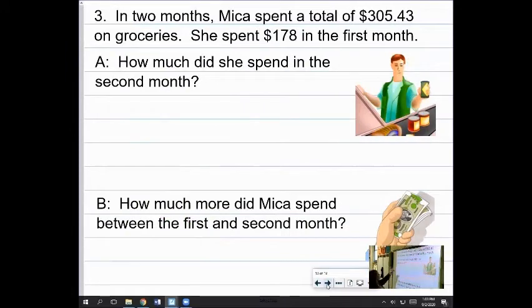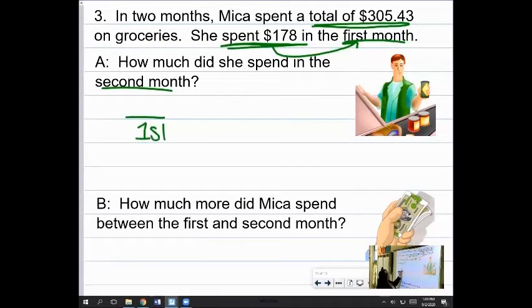In 2 months, Micah spent a total of $305.43 on groceries. That's kind of something we want to keep in mind here. She spent $178 in the first month. How much did she spend in the second month? So this tells us what she spent in the first month. We want to know what she spent together. But it says in the 2 months she spent a total of. So whatever she spent in the first, total means to do addition, right? So those 2 months put together is addition.